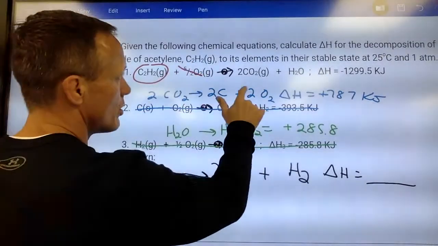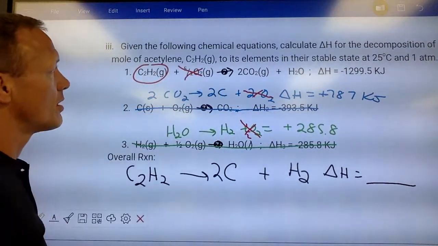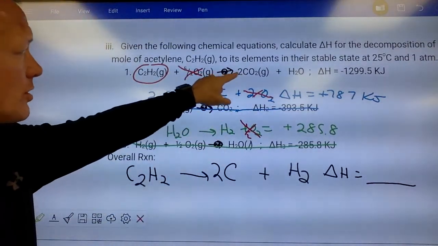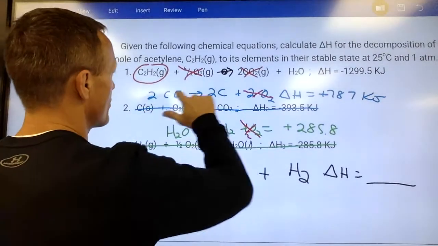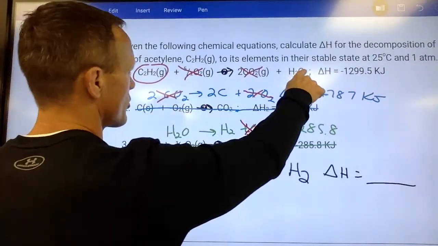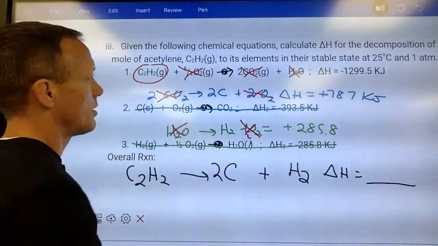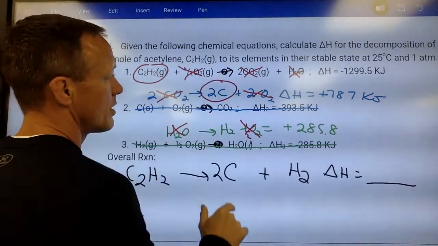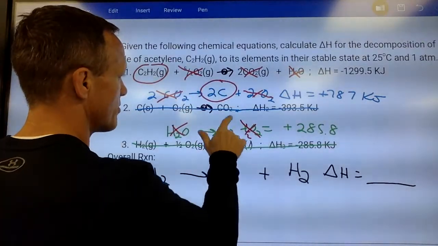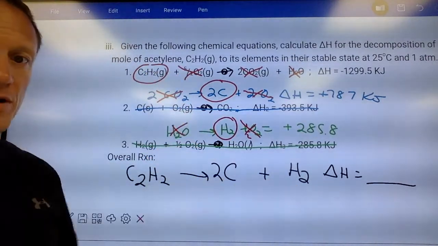So the O2 cancels out. 2 CO2s are being produced, and 2 CO2s are being used here, so those cancel out. A mole of water is being produced. That mole of water is going to be used down here. Those cancel out. 2 moles of carbon are made, and a mole of H2 is made. So those are the only things left. Those three circled things are what we have down there.